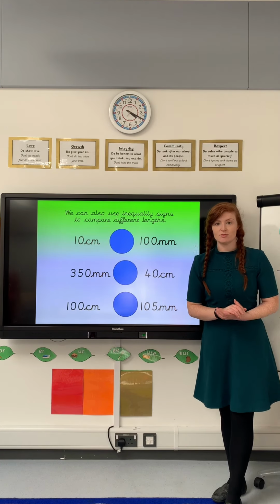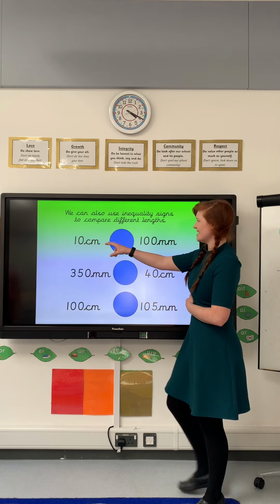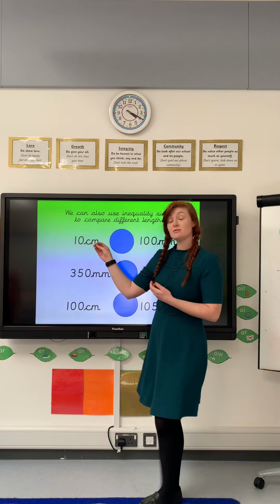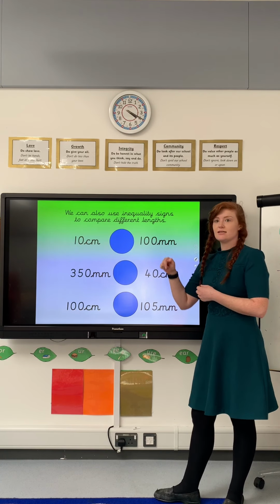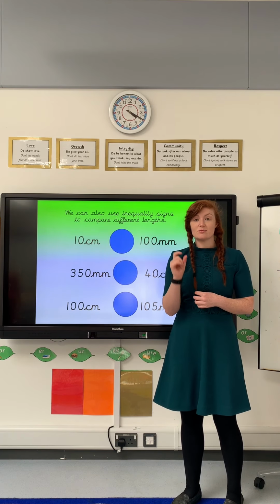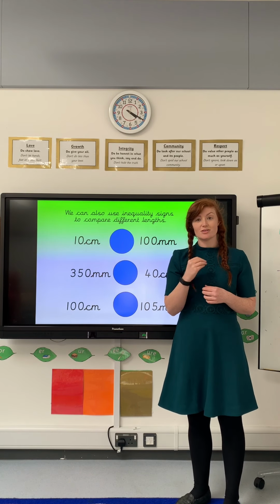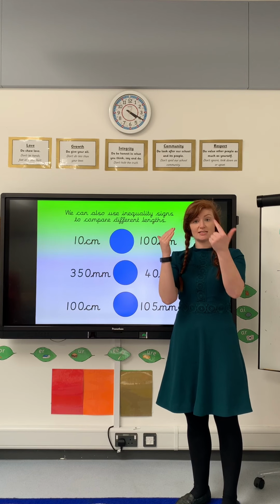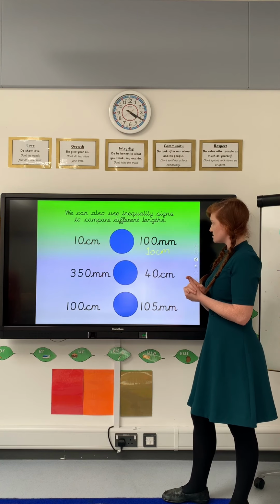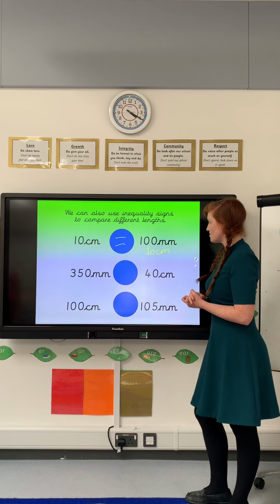Then we can have a look at some of the year 3 ones. Year 3 ones are using metres, millimetres and centimetres. So I've got 10 centimetres and 100 millimetres. Again, I can either convert the centimetres to millimetres or the millimetres to centimetres. It would probably be easier to do the alternate one. I know that 1 millimetre is the same as 1/10 of a centimetre, so I need to divide 100 by 10. That's how many 10s go into 100: 10, 20, 30, 40, 50, 60, 70, 80, 90, 100. So 100 millimetres is the same as 10 centimetres. So 10 centimetres is equal to 10 centimetres.